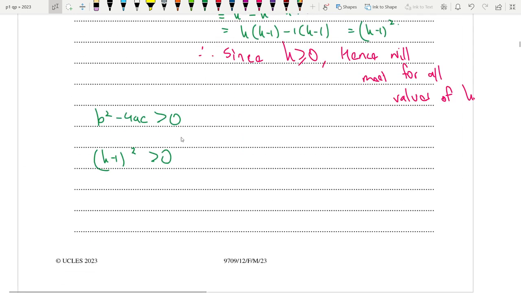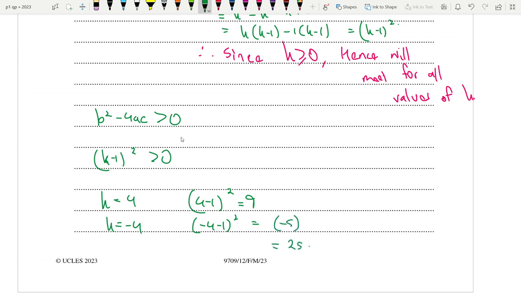Now, regardless of what value we take, for example, what if I take k is equal to 4? What do we get? 4 minus 1 whole square. That is 3 whole square, which is plus 9. On the other hand, what if I took k is equal to minus 4? We would get minus 4 minus 1 whole square, which is minus 5 whole square, which is also 25. So if you are whole squared, even if you end up with a negative value, the whole square value will be positive.